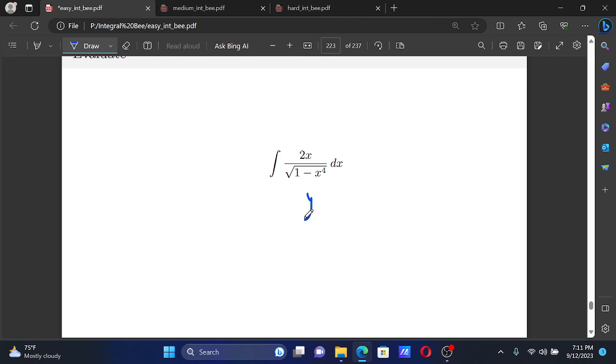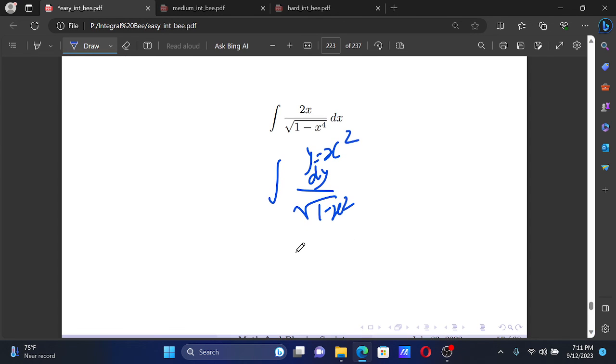For this one, we can just let y equals x square, and that does the thing. dy by root under 1 minus x square. So it's just sine inverse x. Sine inverse, sorry, 1 minus y square, not x square. It's 1 minus y square. So it's sine inverse y, but y is just x square, so sine inverse x square plus c.